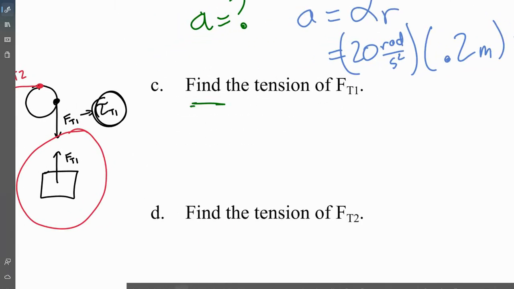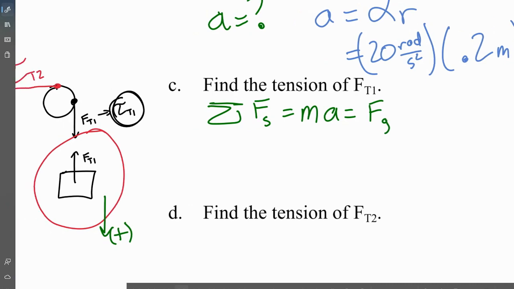So, we're looking at block 1, the sum of the forces, and this is vertical, but it really is along the string because that's what we look at in Atwood's machines. So sum of forces equals ma equals, and then positive forces. But again, we'll take positive to be the direction of motion. So I'm going to say gravity is positive, gravity is down. So Fg, and then minus what's restricting the motion, tension 1, FT1.